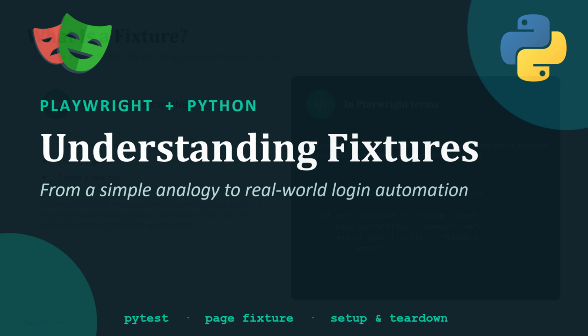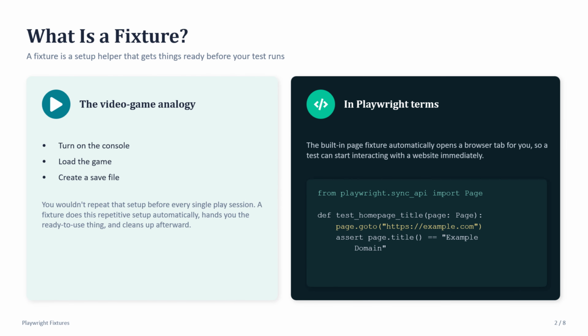So let's begin. By definition, a fixture is basically a setup helper that gets things ready before your test runs. Now, you might still be confused based on this definition. Let me give you a real-time example.